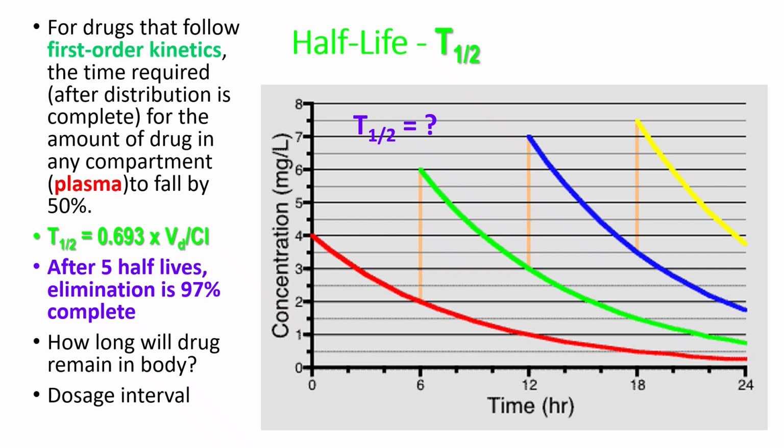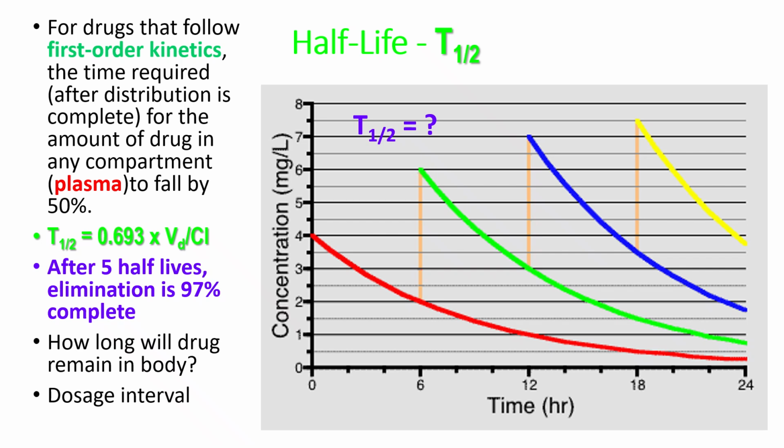This is an example where, if we only took the one dose from the very beginning, the 5 half-lives rule tells us how long it would take to clear that drug out of the system. So after 5 half-lives, looking at the red line, we're near 97% complete clearance of that drug.